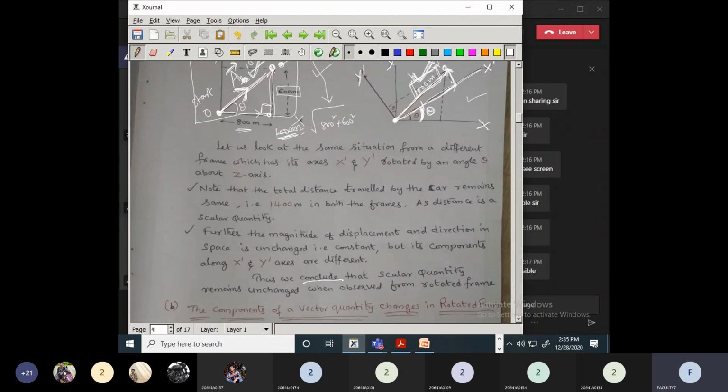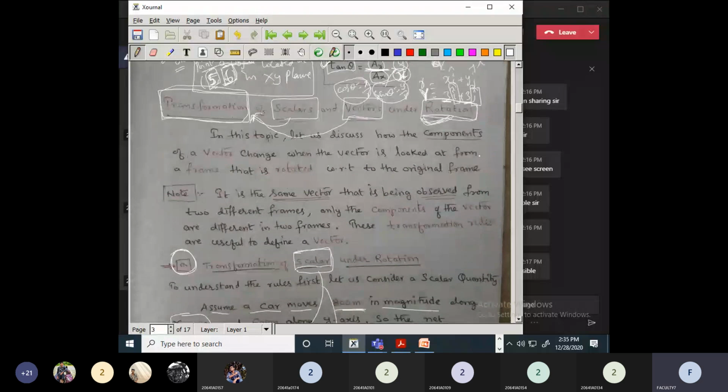So regarding the conclusion for the scalar, the scalar quantity remains unchanged. There will be no change even though the frame is rotated. So what is the first part of the topic? Transformation of scalars. What is the result here? The scalars remain unchanged.